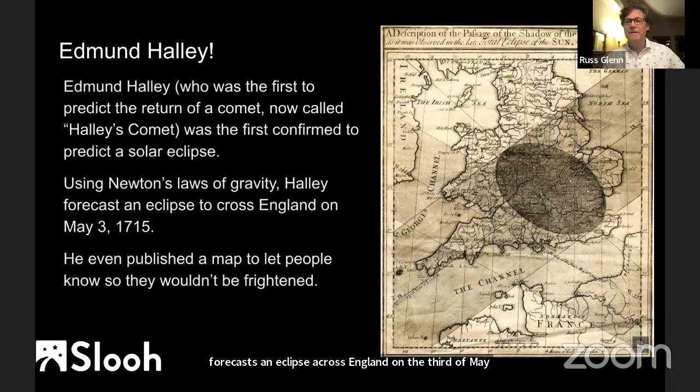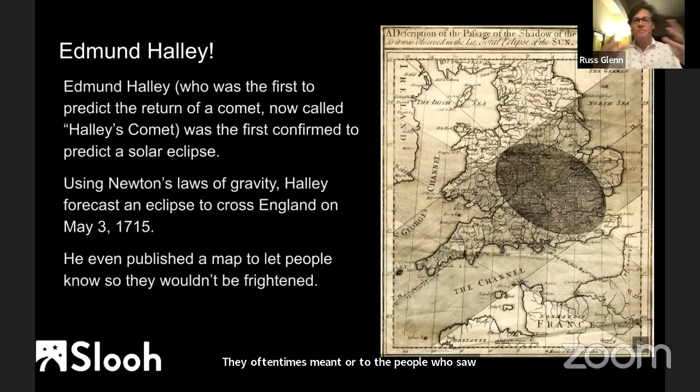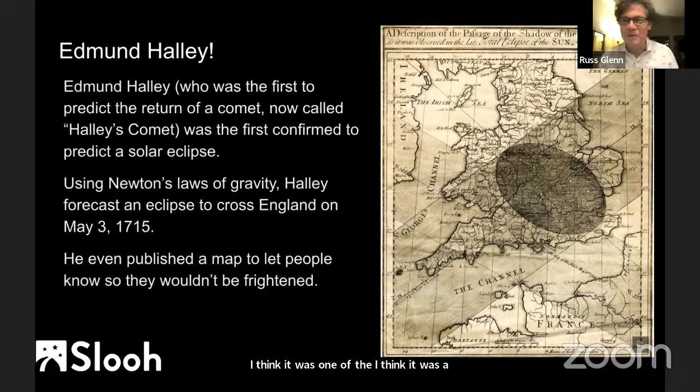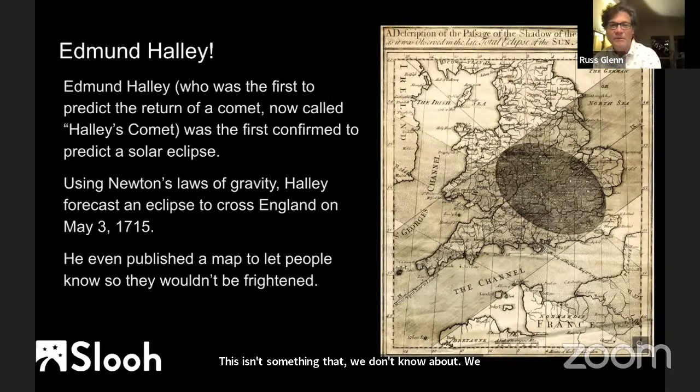Now, he published this map. He didn't want people to be afraid. Up until that time, eclipses had been a thing to dread. They oftentimes meant, to the people who saw them, that something bad is going to happen, usually to a king. So he drew this map up, and he let people know that nothing bad is happening. I think it was King George probably at the time. I don't know who the king was. Someone else might know that, but nothing bad's going to happen. This is something we can predict. This isn't something that we don't know about. We understand these. So Edmund Halley was the first to predict.